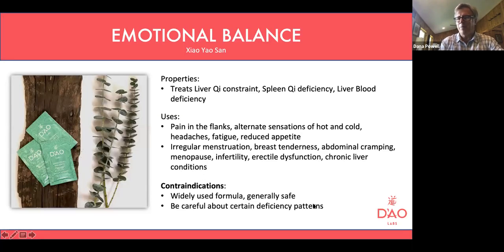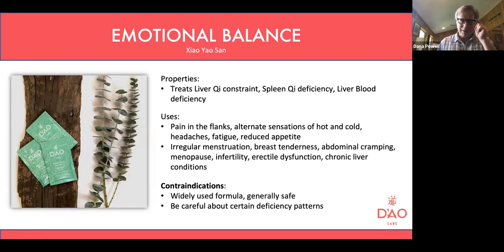Let's take a look at emotional balance. This is a very popular formula. This is known as Xia Yao San in Chinese, or Free and Easy Wanderer. Its property is to treat liver qi constraint while also supplementing spleen qi deficiency and liver blood deficiency.